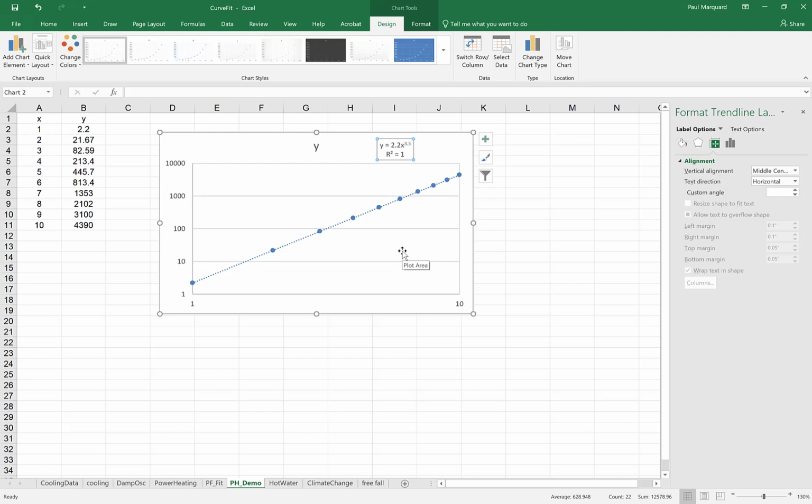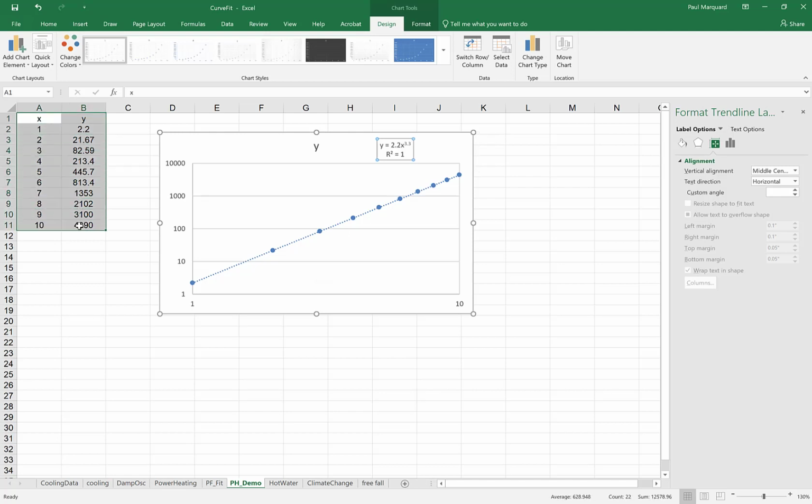And there you have it, 2.2 times x to the 3.3 power. And with an r-squared value of 1, that's pretty close to exact for this data, which is what I was looking for. All right. Now you don't have to be on the log-log chart for this to work.